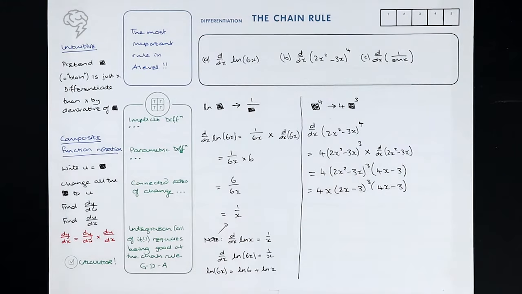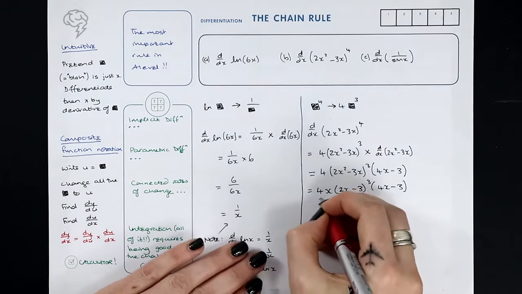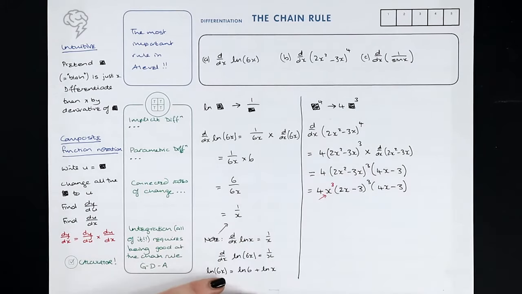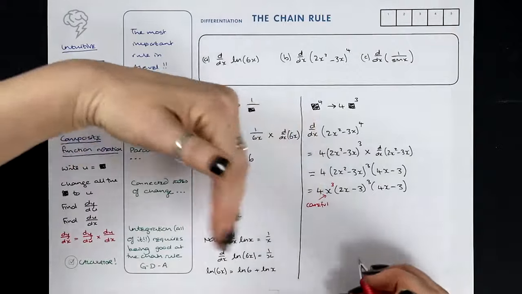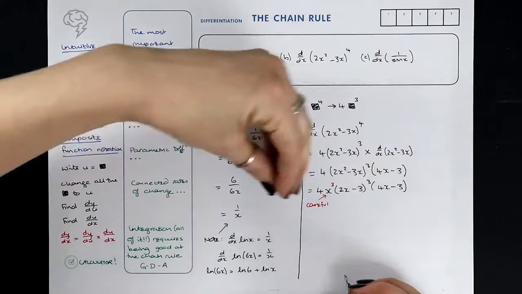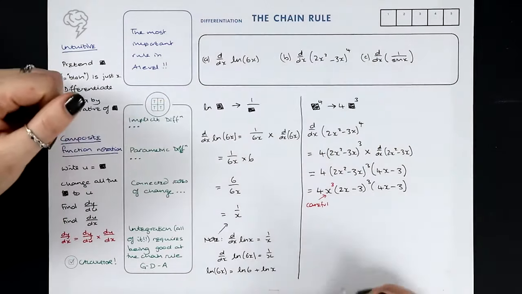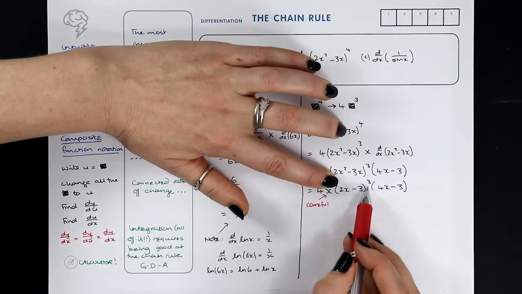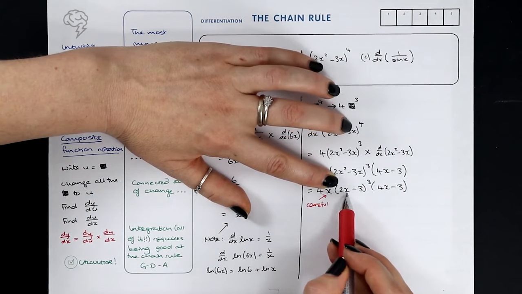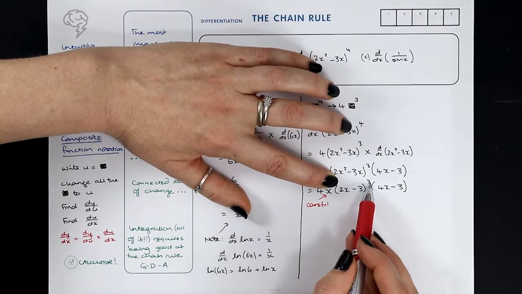And this is such a common mistake that I'm going to write it in red. Be careful when pulling things out when there's a power on it, or putting things in when there's a power on it. It can't go in there. If I had x and then 2x minus 3 cubed, I can't put that x in here and make 2x squared minus 3x all cubed.